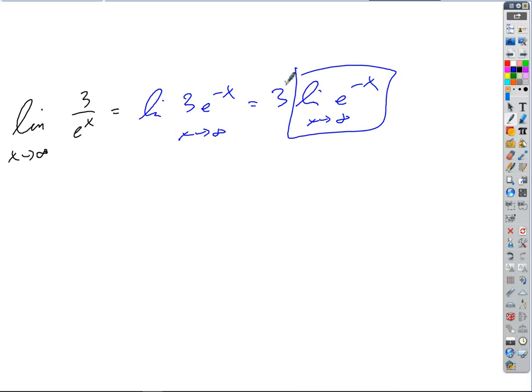Couldn't we change e to any number though? Sure, we could, yeah. We're just using it to be any base. And so that goes to 0. 3 times 0 is 0.